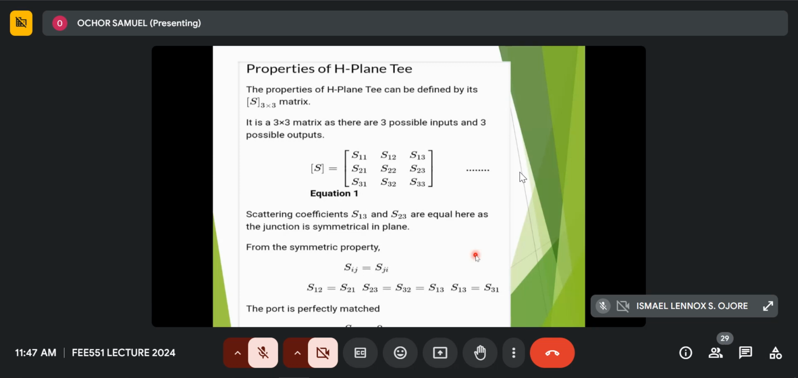And also the side arm has to be matched to the junction so that we don't have self-reflection. So S33, which is the output at port 3 having come from port 3, should be 0. Those reflections, we don't need them. Okay, next.